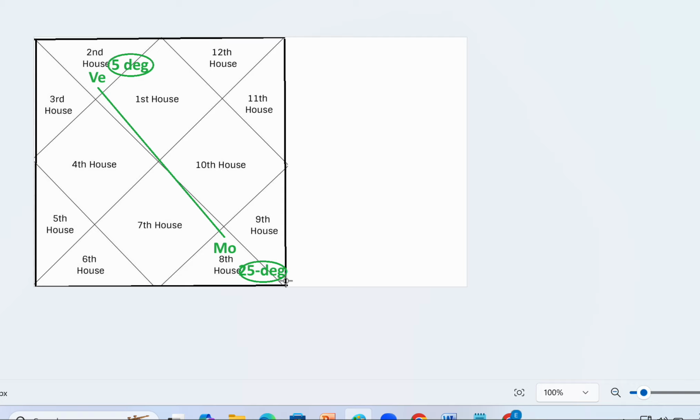Not that much. Impact will be there, but not that much, because Moon is debilitated at 3 degrees, whereas it is 25 degrees. That is very far. Very good. Venus is exalted at 27, if I'm not wrong. No, don't worry about Venus exaltation. Moon is no more debilitated, not so badly. Okay.